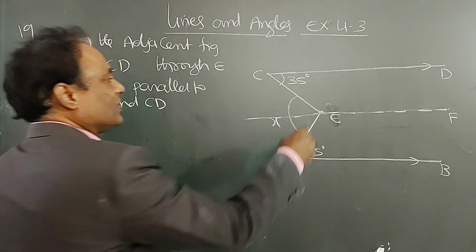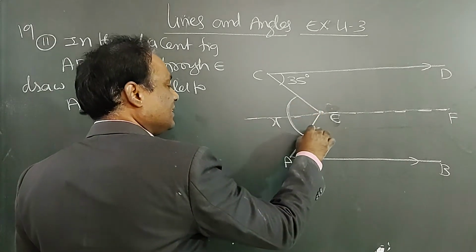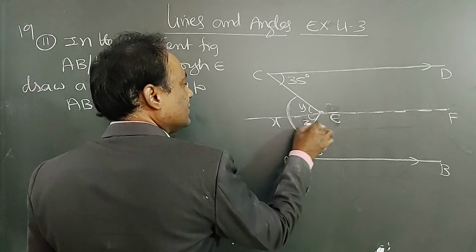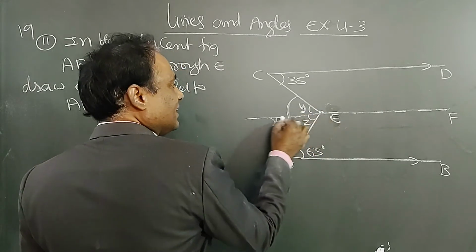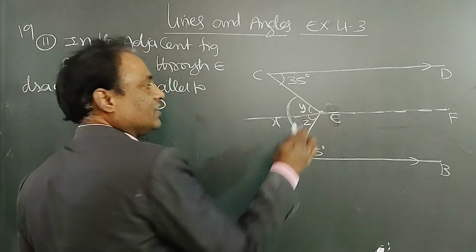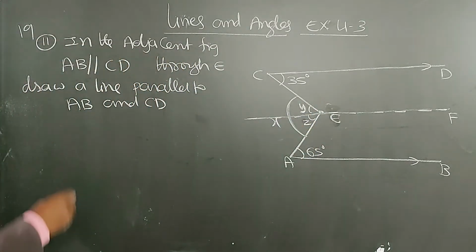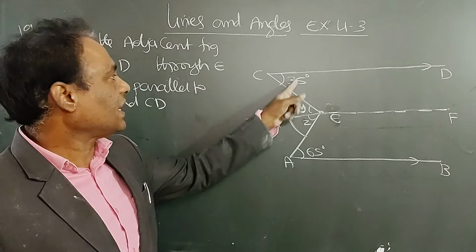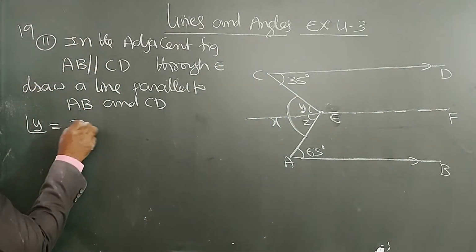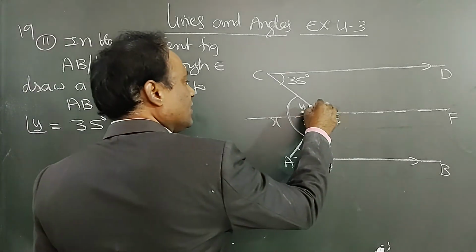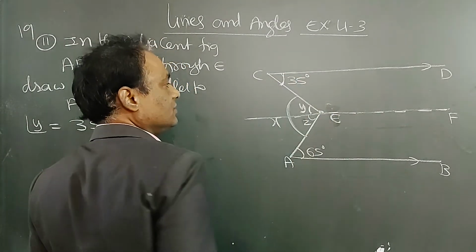This X value we have to find, students. Very simple. I will take this value as Y, this value as Z. I am dividing the X into two parts: this side Y, this is Z. Angle Y is equal to 35 degrees. What is the reason, students? Y is equal to 35 degrees.